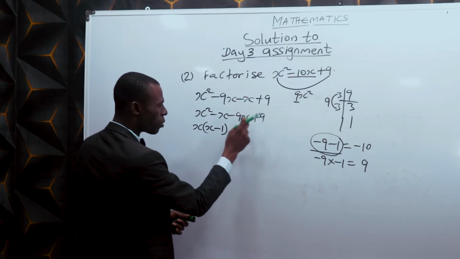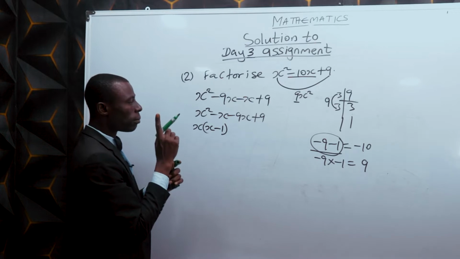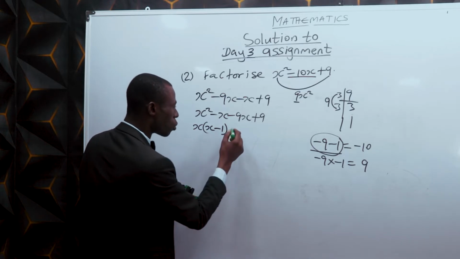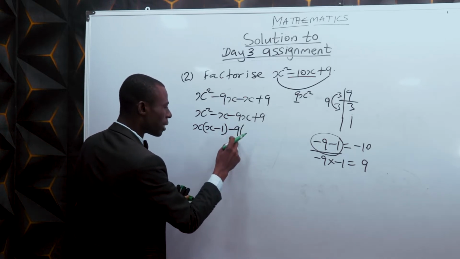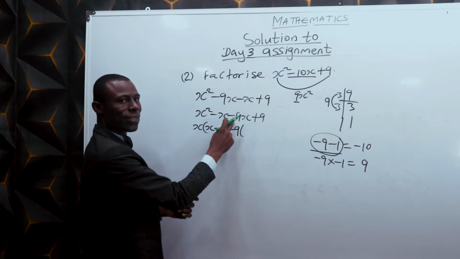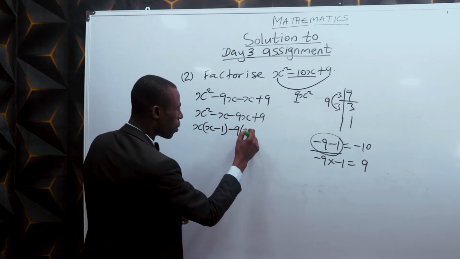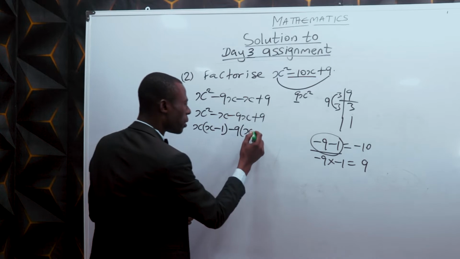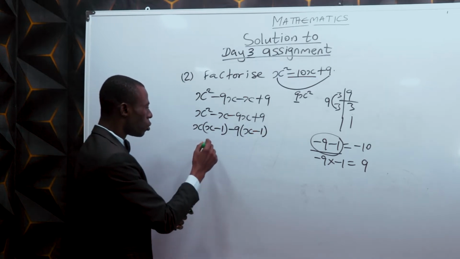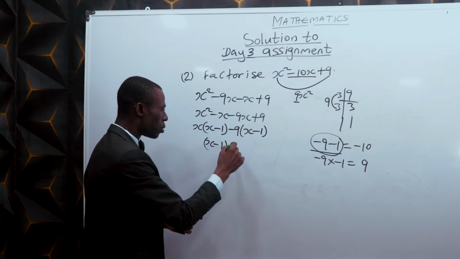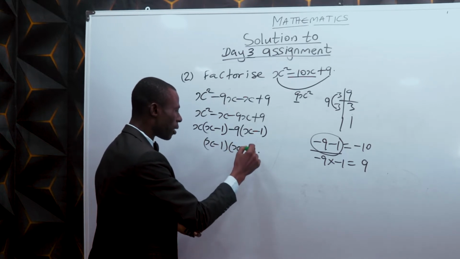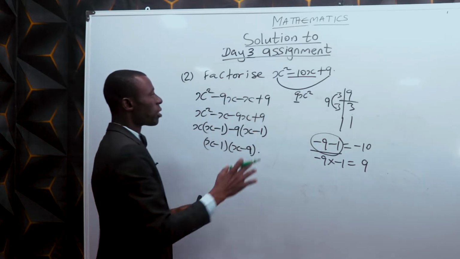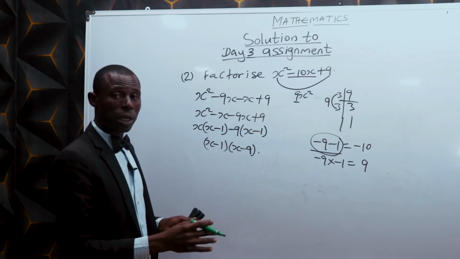What is common to minus 9x and plus 9? Negative 9 is common. So bring it out. Negative 9 that is common, use it to divide negative 9x. So it gives you positive x. Use the negative 9 to divide positive 9. It gives you negative 1. So you have x minus 1 into x minus 9. That's the factorization. And these are the two factors of the expression x squared minus 10x plus 9.